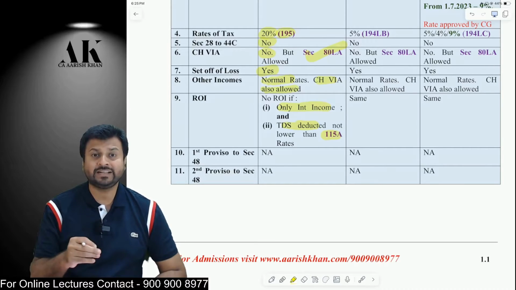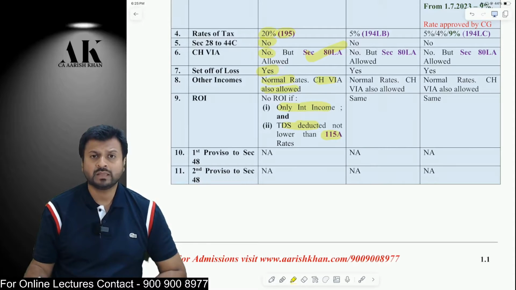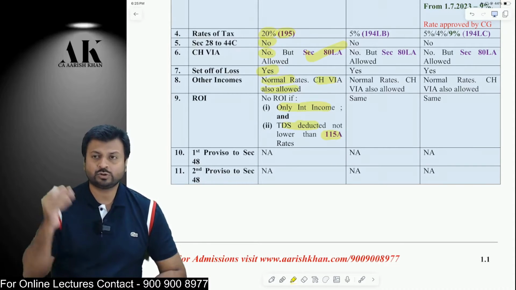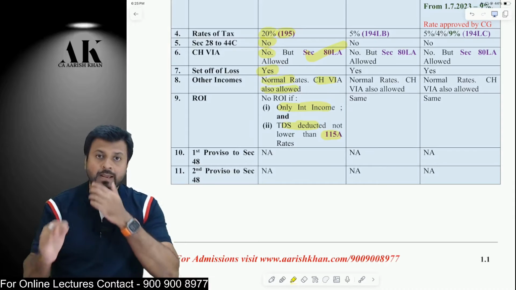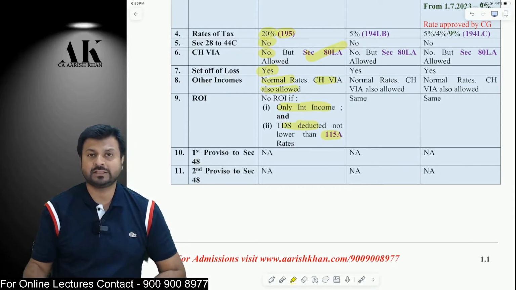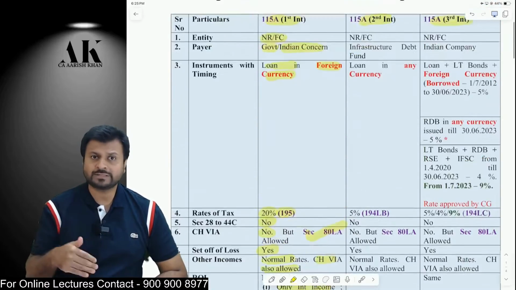But if the TDS is deducted, say at 15%, because in DTAA it is written 15%, or say at 10%, because in DTAA it is written 10%, so it is lower than the rate mentioned in 115A. In that case, the assessee is liable to file the income tax return. This is a very important point which has been tested by ICAI. So there are a lot of aspects that you have to see.